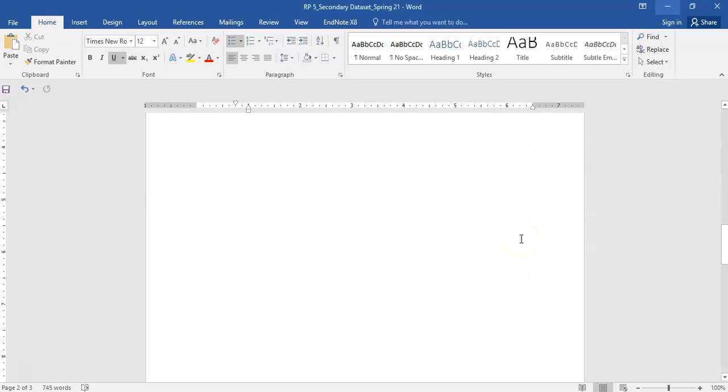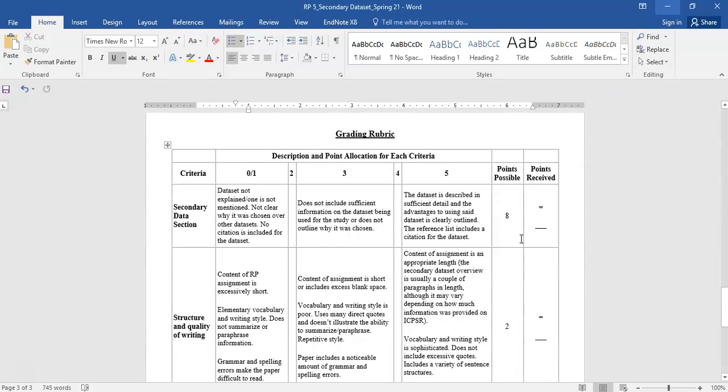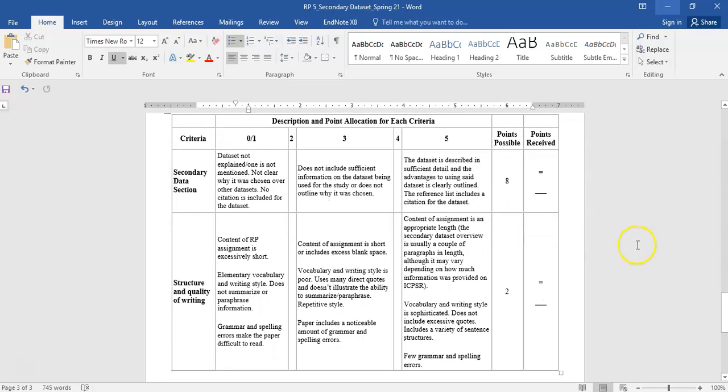Okay, and then also, if you'd like, I included a grading rubric down at the bottom. And so if you want to take a look at that, this is out of 10 points. And if you have any questions, just let me know. But otherwise, that's the overview of the RP number 5.